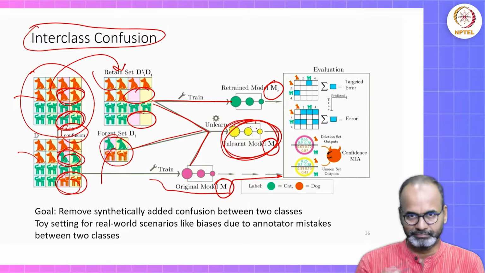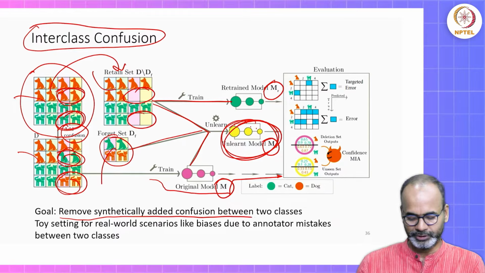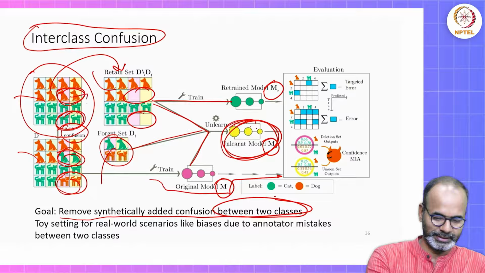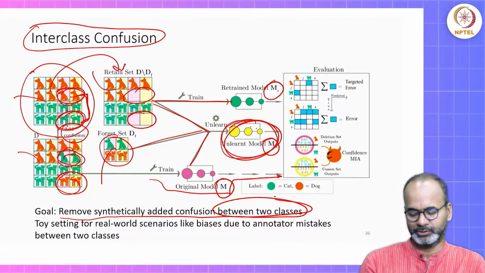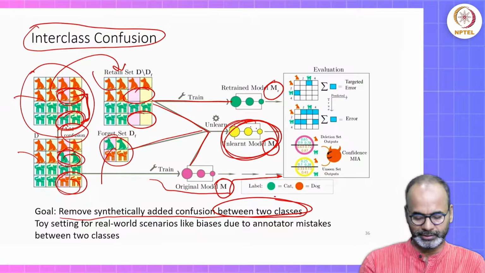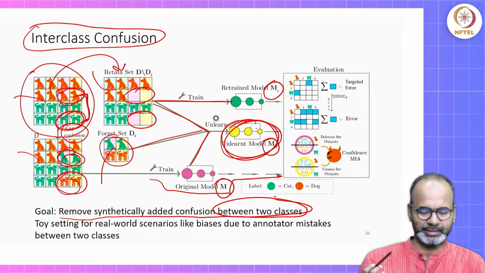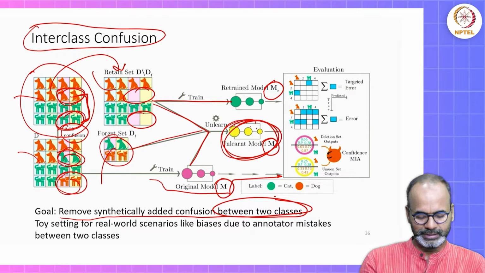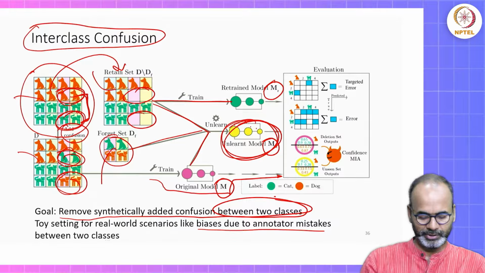And the main reason is to remove synthetically added confusion between two classes. Two classes is what we are talking about. Let's take these as the two classes that you're considering. Two classes is the confusion that we are actually trying to measure here. Remove synthetically added confusion between two classes. What could be these two classes? Generally thinking of examples, a toy setting for real world scenarios like biases due to annotator mistakes between two classes, right?